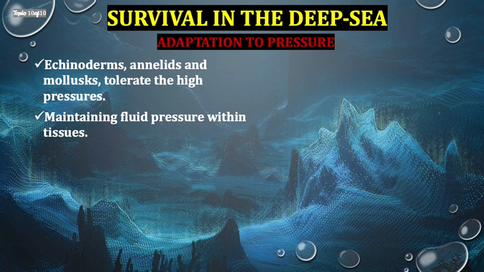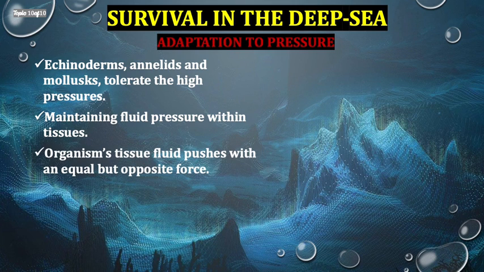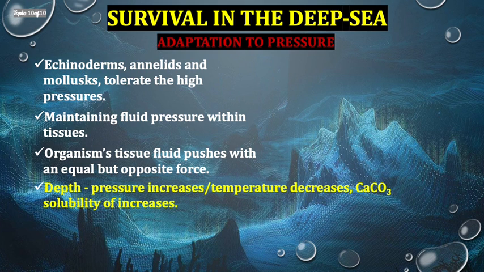They manage to tolerate such high pressure because these organisms maintain fluid pressure within their body tissues that corresponds exactly to the pressure in their surrounding environment. So physiologically speaking, the tissue fluid inside the body of these organisms pushes against the surrounding pressure with equal force but in the opposite direction. By doing that, the organism is prevented from being crushed in the deep sea environment.